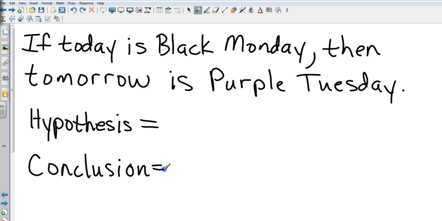Again, if today is Black Monday, then tomorrow is Purple Tuesday. What is the hypothesis and what is the conclusion? Okay, hypothesis. Hypothesis is always which part of your statement? Not the first. It's the if statement. Okay, if is the hypothesis. All right. So if today is Black Monday, hypothesis.